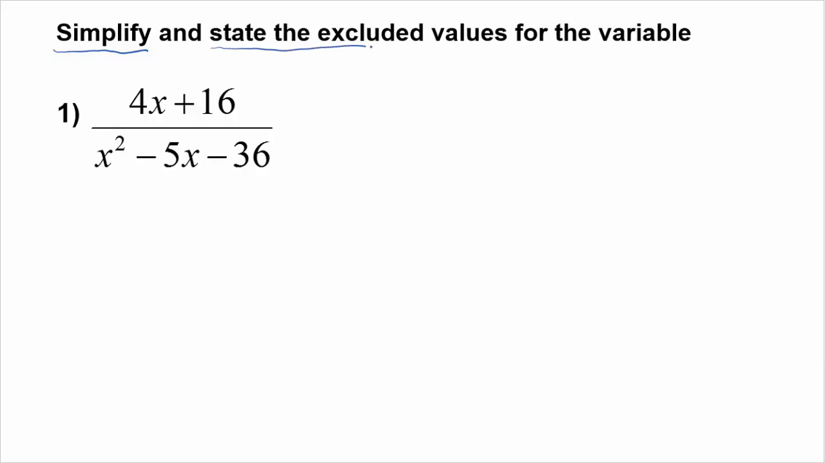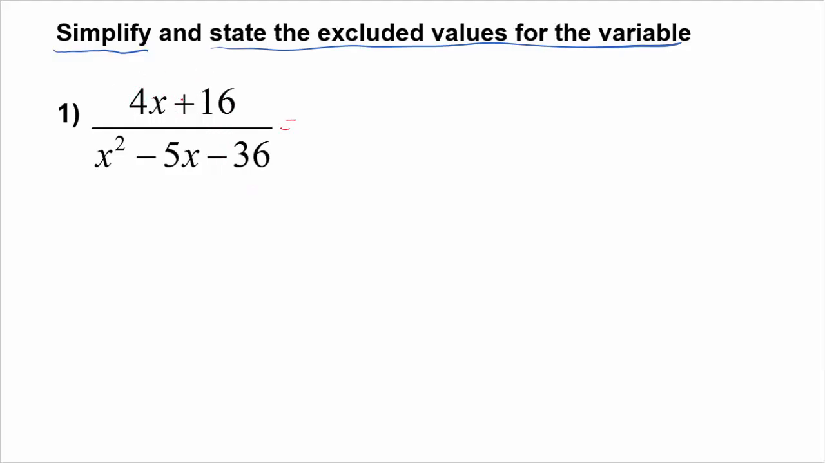not all tests or classes will make you do this, but we'll also talk about excluded values for the variables, just in case you see that terminology or notation come up, so you'll understand what it means. We'll start off here with this 4x plus 16 on the top. The idea is going to be to completely factor the top and the bottom and then cancel any matching factors.